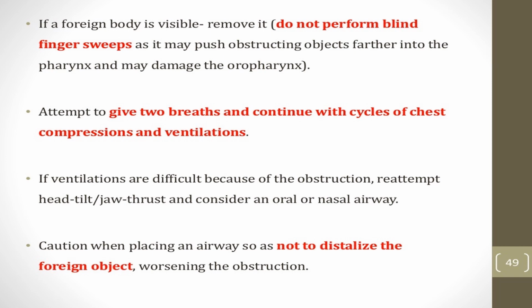Do not perform blind finger sweeps as they may push obstructing objects farther into the pharynx and may damage the oropharynx. Attempt to give 2 breaths and continue with cycles of chest compressions and ventilations. If ventilations are difficult because of the obstruction, reattempt head tilt/jaw thrust and consider an oral or nasal airway. Use caution when placing an airway so as not to distalize the foreign object, worsening the obstruction.